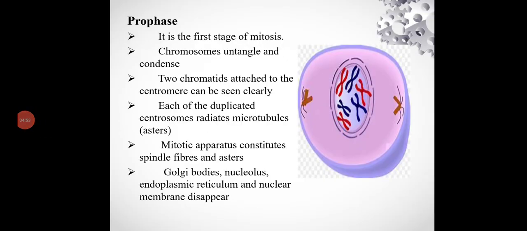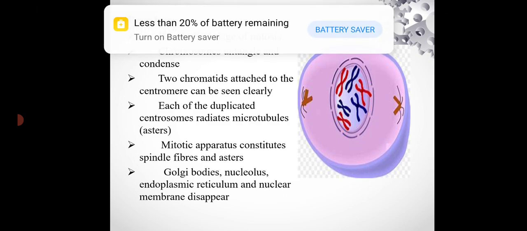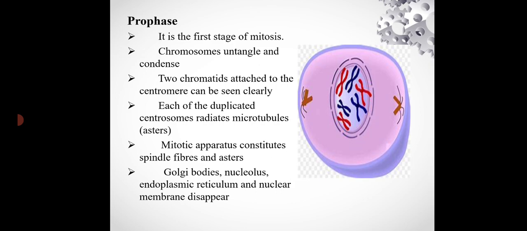First one, prophase, is the first stage of mitosis. Chromosomes untangle and undergo condensation. Next, the two chromatids attached to the centromere can be seen clearly. Each duplicated centrosome radiates microtubules. The mitotic apparatus constitutes spindle fibers and asters. The Golgi bodies, nucleolus, endoplasmic reticulum and nuclear membrane disappear.